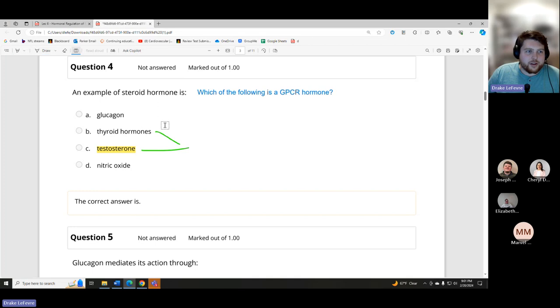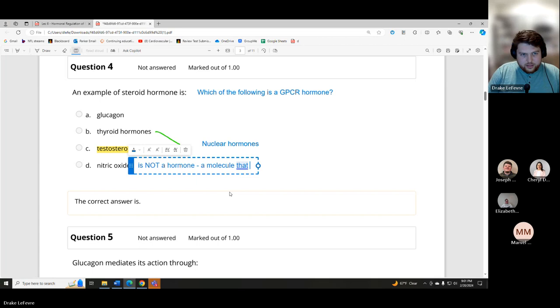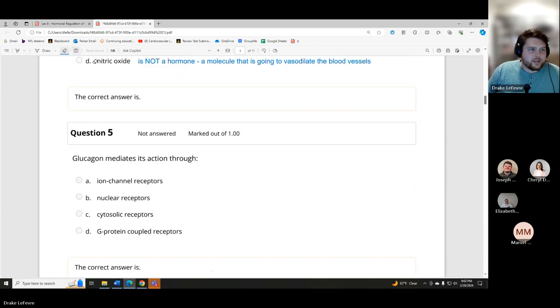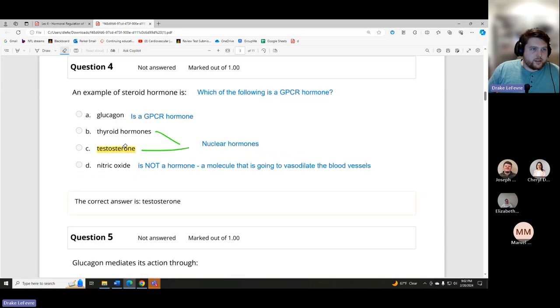Remember, these two, our thyroid and our testosterone, are nuclear hormones. Nitric oxide is not a hormone. It is a molecule that is going to vasodilate the blood vessels. Glucagon is a G protein coupled receptor hormone. So glucagon for that one, if we rephrase it. If we rephrase it, it will be glucagon. Okay.